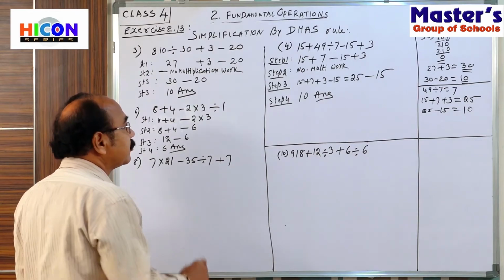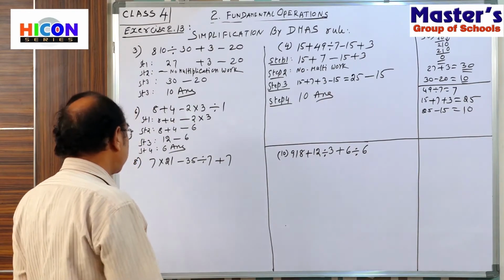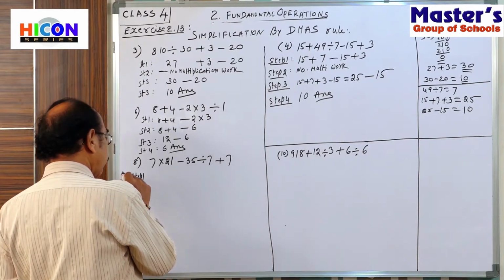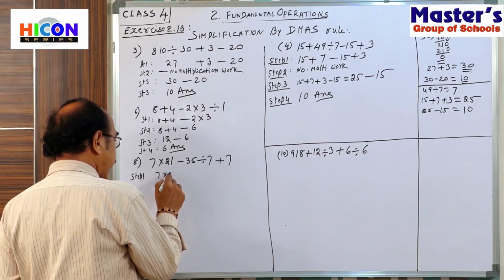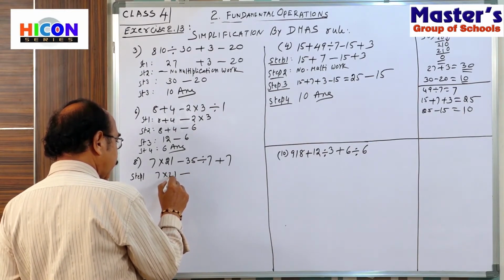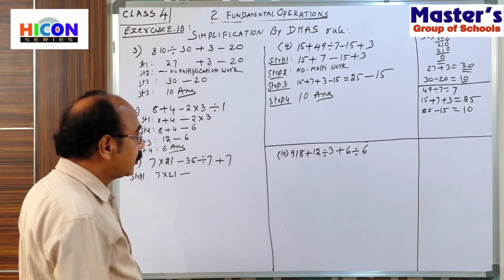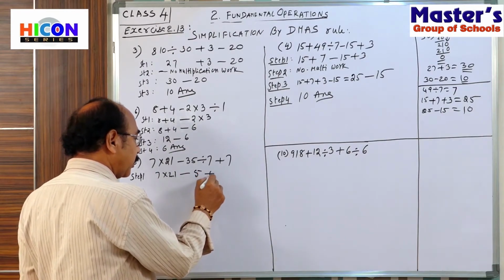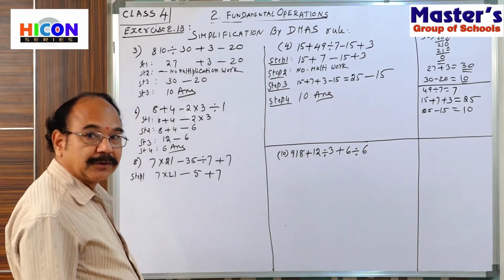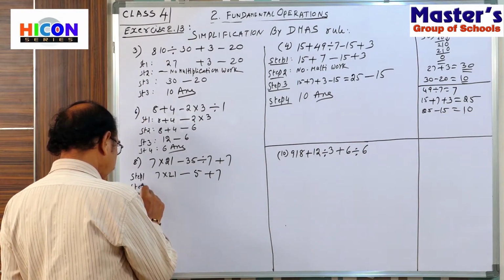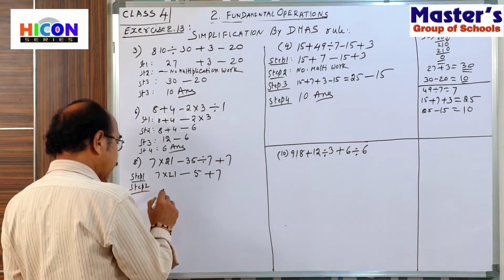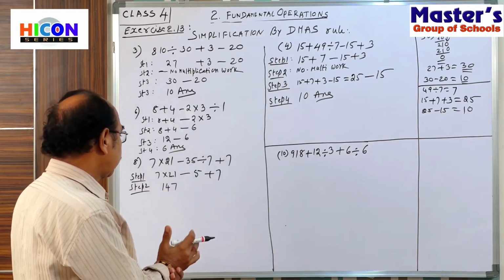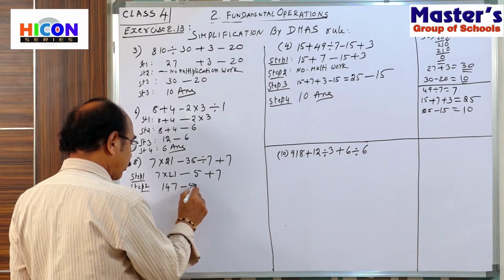Next, come to this one, the 8th question. Step 1, division. 35 divided by 7, how much? 7 fives are 35, so 5. Now come to multiplication, step 2. Go for multiplication: 7 into 21. 7 ones are 7, 7 twos are 14. Okay, 147, minus 5 plus 7.